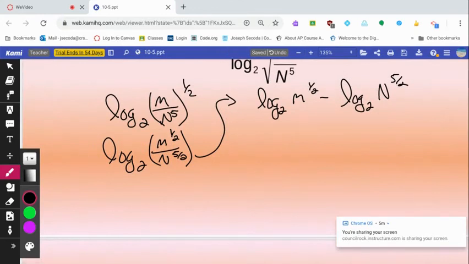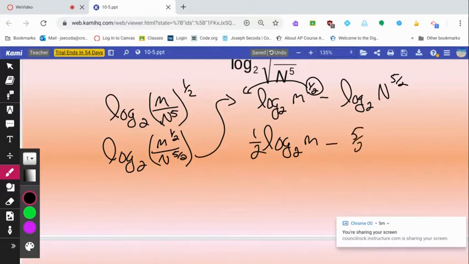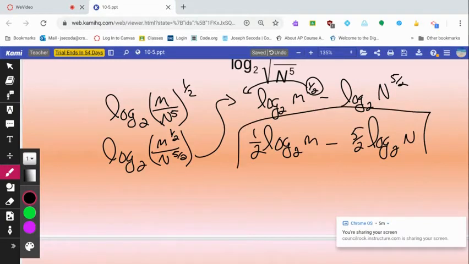And then that's going to become log base 2 of m, where the 1/2 is a power, so it gets to go up front as a product. 5/2 gets to come out front. Log base 2 of n. So we have our log base 2 of m, log base 2 of n.